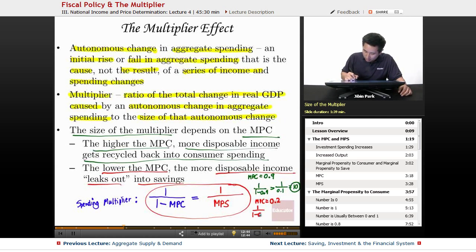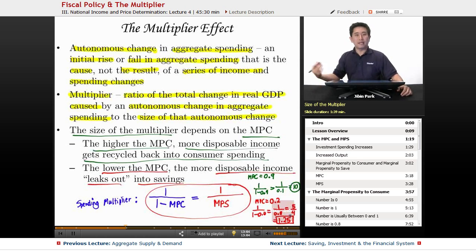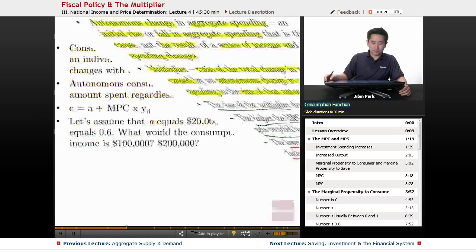1 minus 0.2 is 0.8, so the multiplier is 1 over 0.8. If you break that down, it's 0.5 over 0.4, so 5 over 4 equals 1.25. So you're not going to have much of a spending multiplier if people aren't spending their disposable income. If the MPC is 0.2, then you might have a problem trying to stimulate the economy. You're going to see some issues with that.